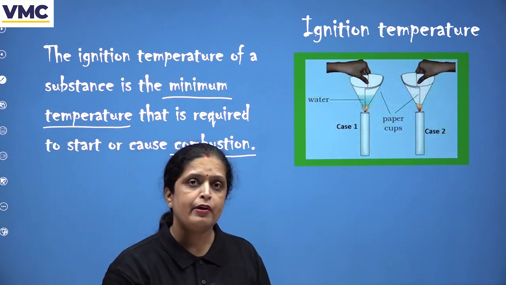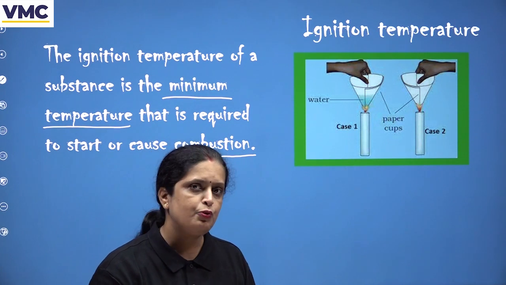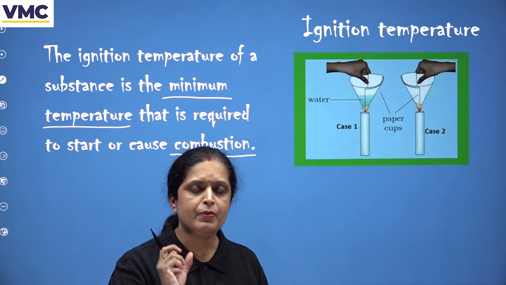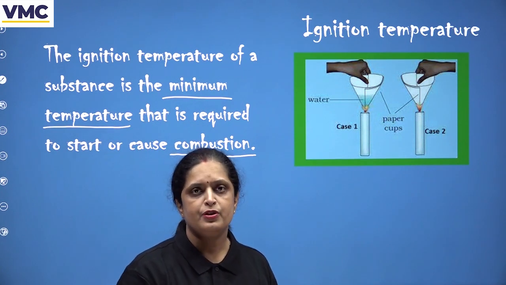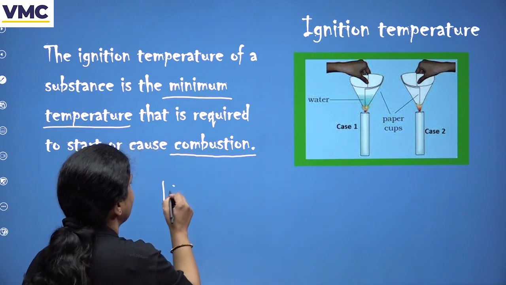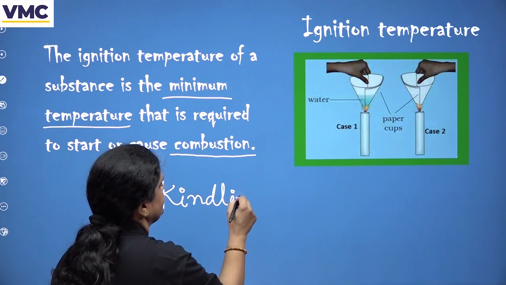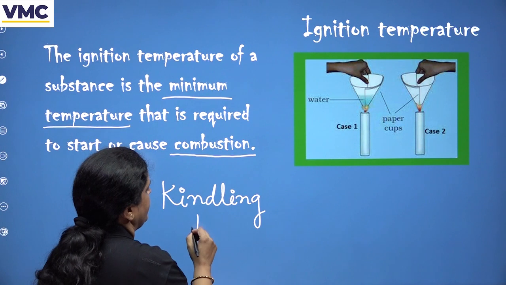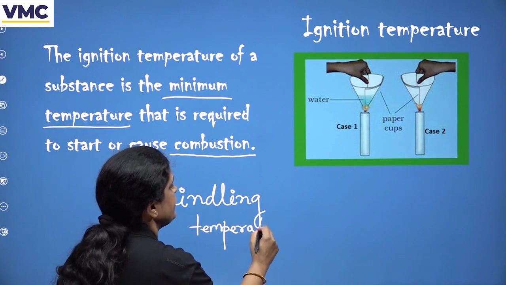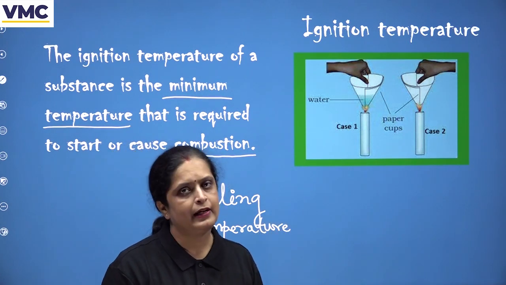Now children do not define it properly. They don't use the word minimum temperature and thus they lose marks. So please remember, ignition temperature is the minimum temperature that is required by a substance to start combustion. And this is also known as kindling temperature. तो अगर आप किंडलिंग टेम्परेचर के बारे में सुने और आपको लगे कि आप कुछ नया सुन रहे हैं तो घबराना मत. किंडलिंग टेम्परेचर इज नथिंग बट ignition temperature.